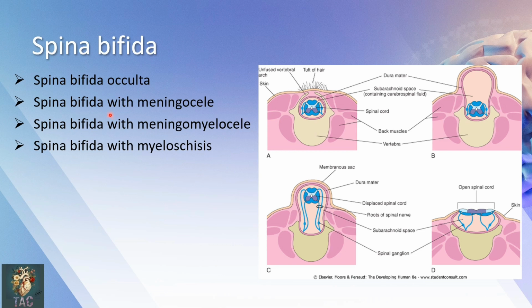In the second variety, spina bifida with meningocele, you can see the meninges and the subarachnoid space protrude through the defect. In the third variety, there is protrusion of the spinal cord or the nerve roots into the defect. The condition is called spina bifida with meningomyelocele. And the fourth condition is spina bifida with myeloschisis, in which the neural folds do not close at all and the spinal cord is exposed to the exterior. So this is the severe form, spina bifida with myeloschisis.